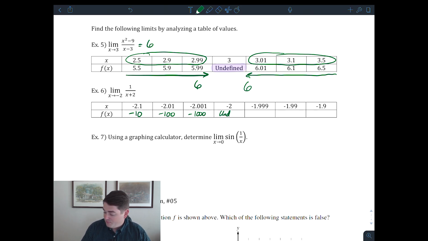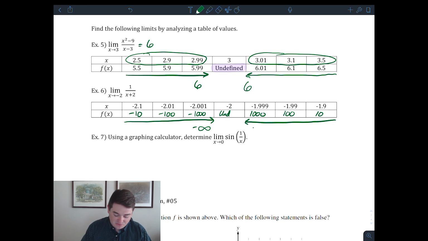When I plug in -1.999, I get 1,110. So as I approach -2 from the left, it's getting more and more negative. It's tending downwards towards negative infinity. And as I approach -2 from the right, it's getting bigger and bigger. It's tending towards infinity. Okay? Are infinity and negative infinity the same thing? No, they're not. So this limit does not exist.